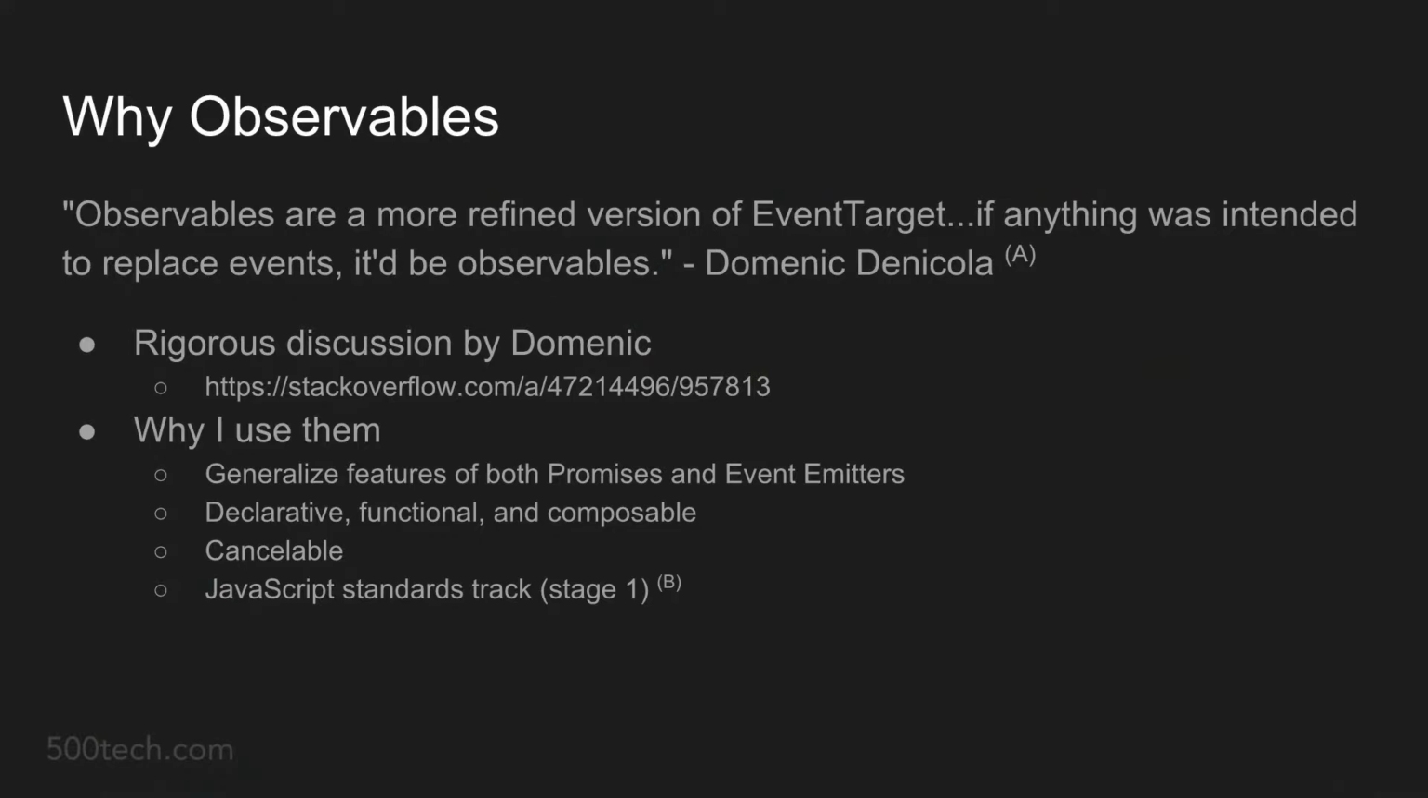But why I use them: they generalize features of both promises and event emitters. They're declarative, functional, and composable, so the big three buzzwords of the React community, but I think they legitimately apply. And they're cancelable, which is something that promises are not. What's cool is you can compose them by applying transformations along the way, such as map and filter. And if any transformation along the way chooses to cancel, then that chain is canceled.